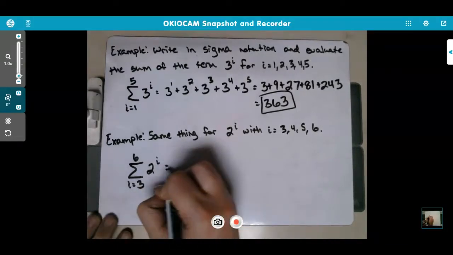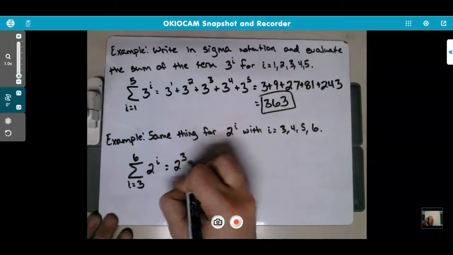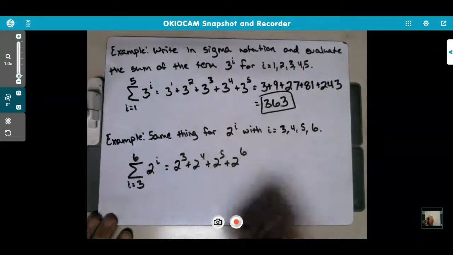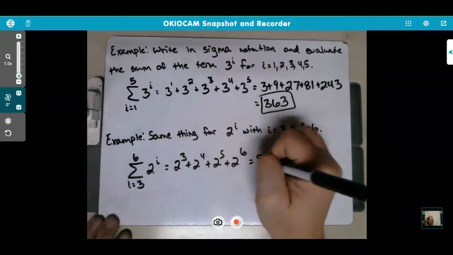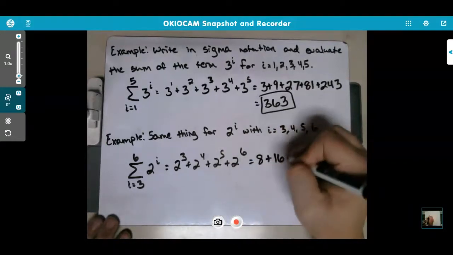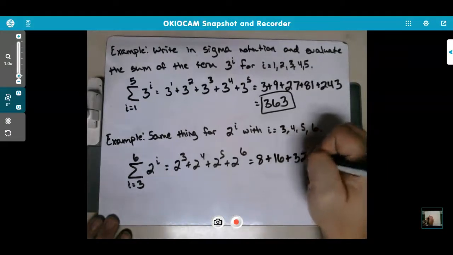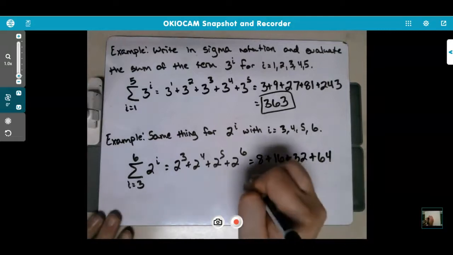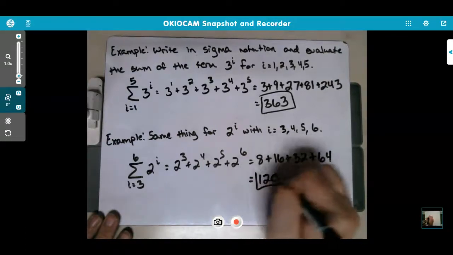So now just plug in a 3 first, so 2 to the 3rd. Plug in a 4, plug in a 5, plug in a 6. 2 to the 3rd is 8. 2 to the 4th is 16. 2 to the 5th is 32. And 2 to the 6th is 64. Add all of those up, and you get 120.